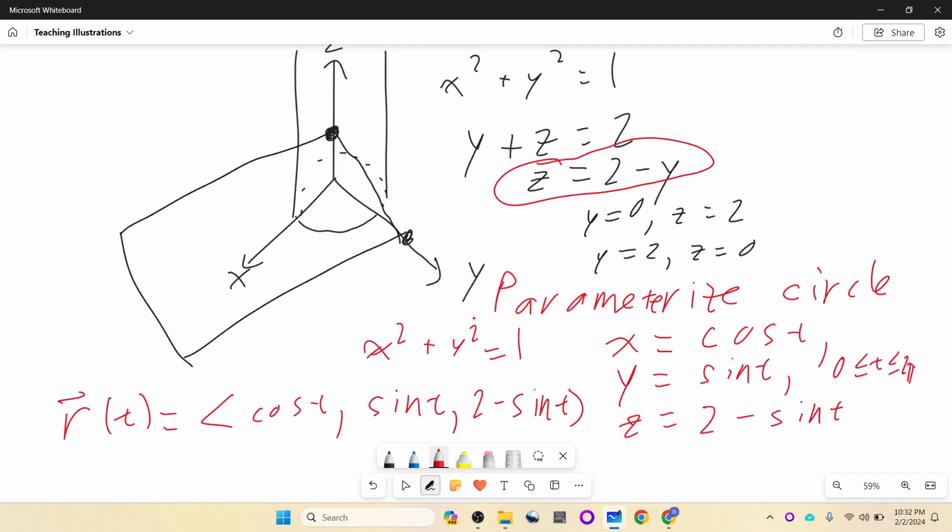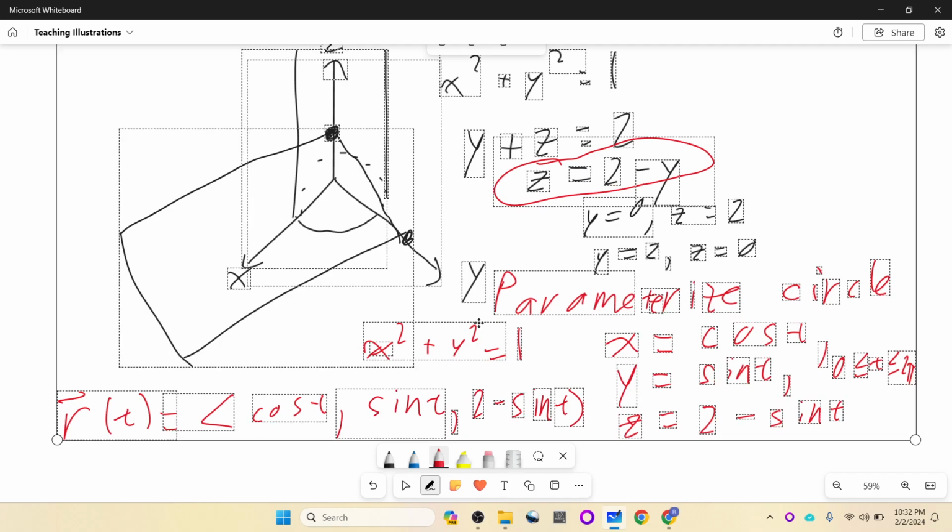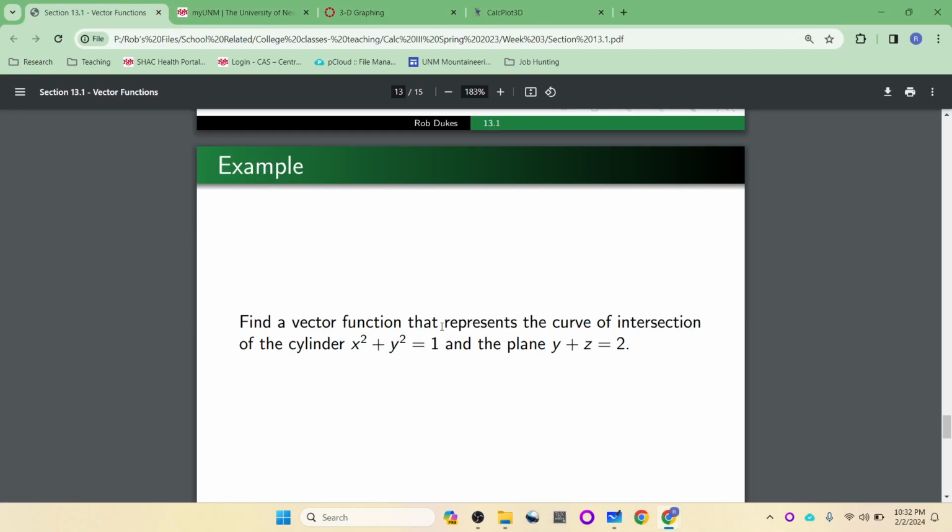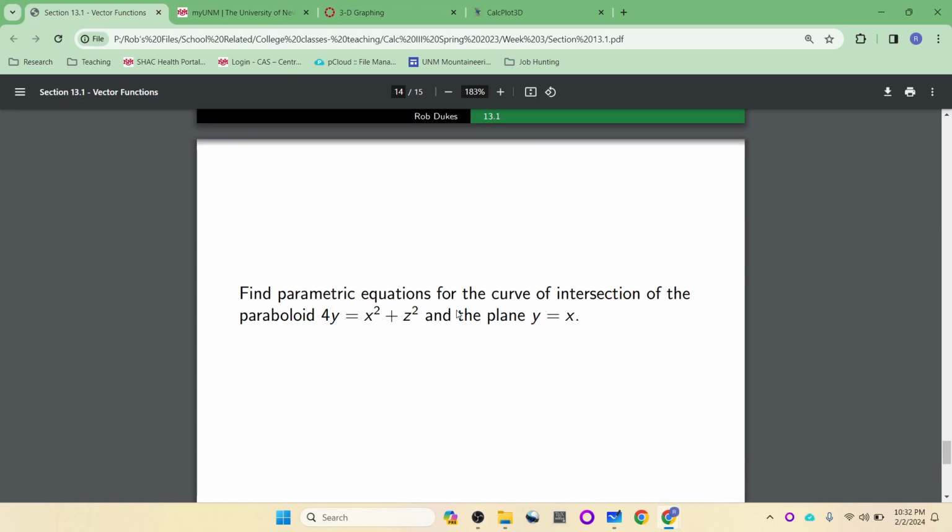Let's do another example. One that takes a little more work, but is a similar idea. So, the next problem was: find parametric equations for the curve of intersection of the paraboloid 4y equals x squared plus z squared and the plane y equals x. This is a typo. This should say 4x. I will fix that before I upload the notes. So in your notes, hopefully it says 4x.